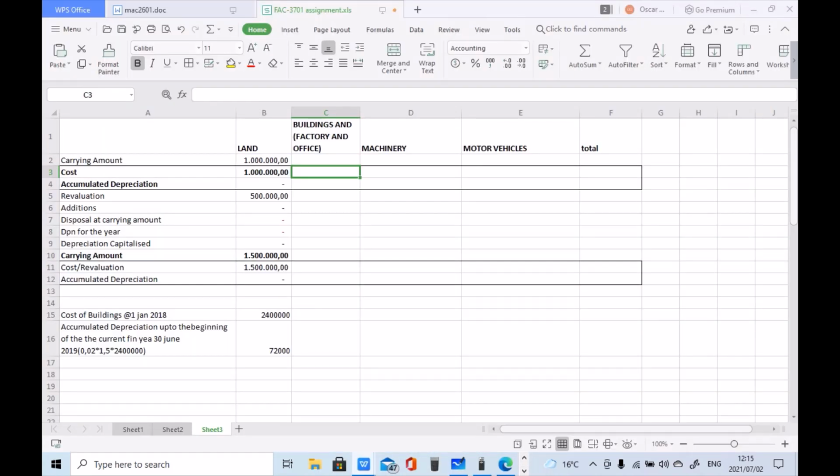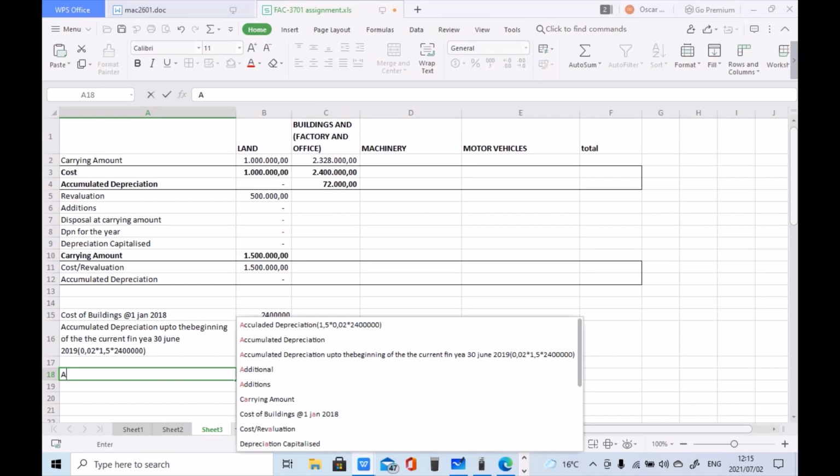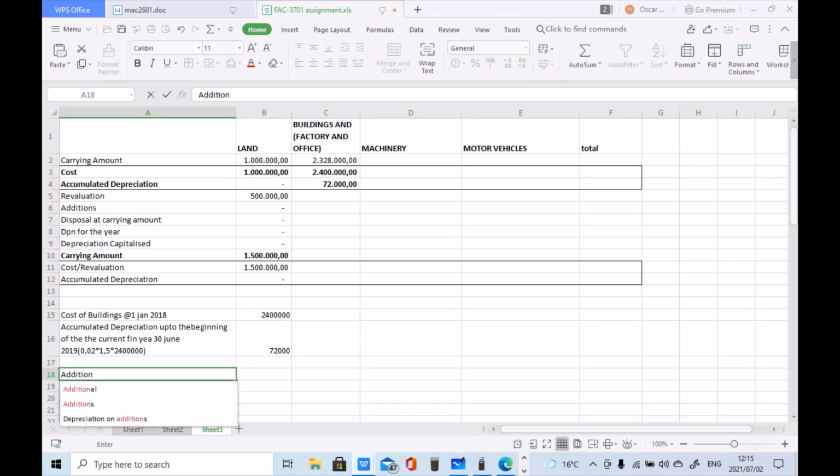So we're going to enter this information there as our cost at the beginning, which is 2.4 million. And then accumulated depreciation, we've calculated that's there. And then carrying amount there, it will be the difference between this and that at the beginning. So that's the carrying amount of our buildings at the beginning. Now, there were some additions during the year that we need to take care of. Additions to buildings. That's what we're going to take care of now.